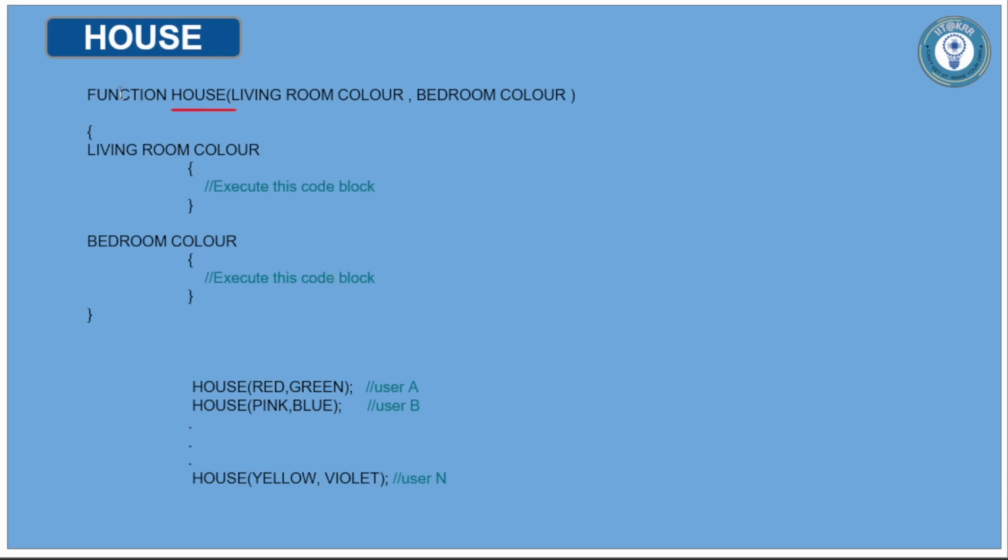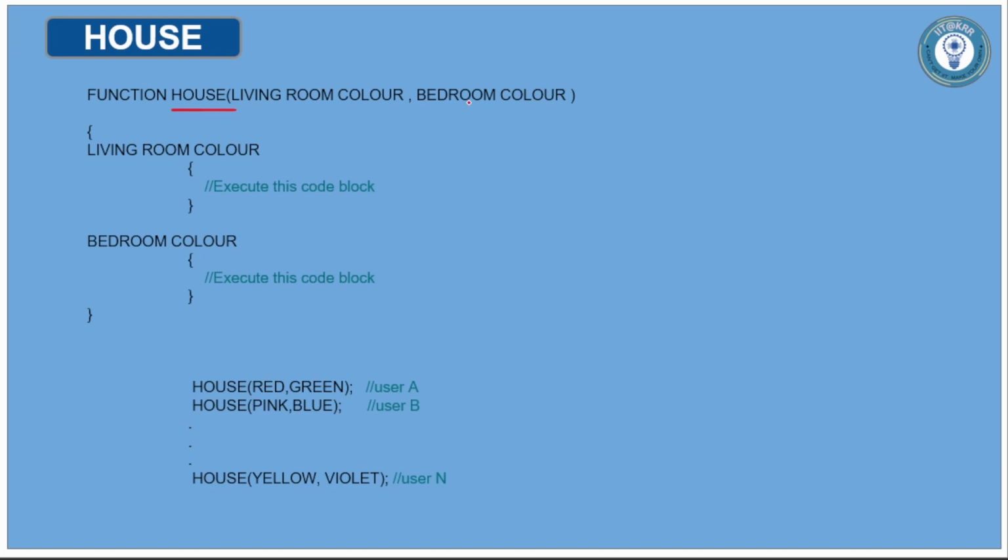We have defined a function here. This function will get executed only if you call this function. If you do not call this function, it will not get executed. How do you call a function? First you say the function name. Here the function name is house. Then you pass the parameter.